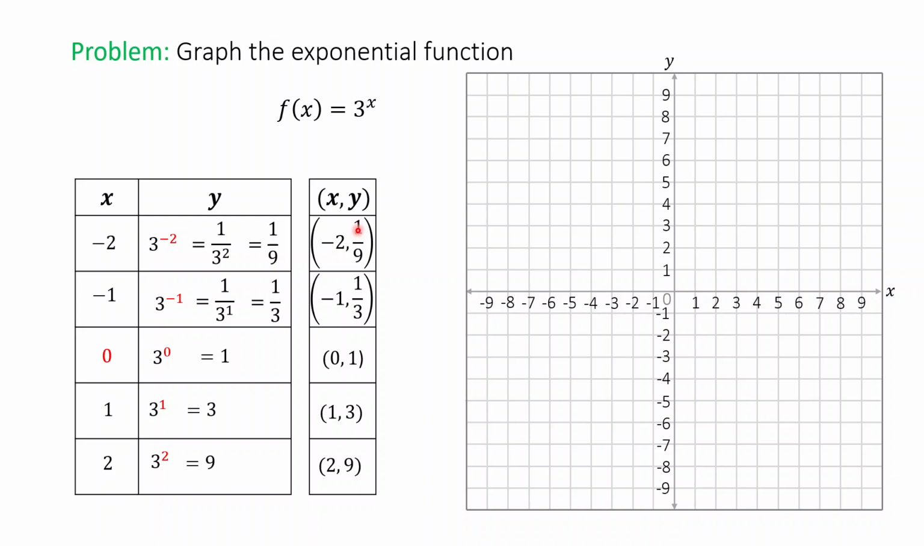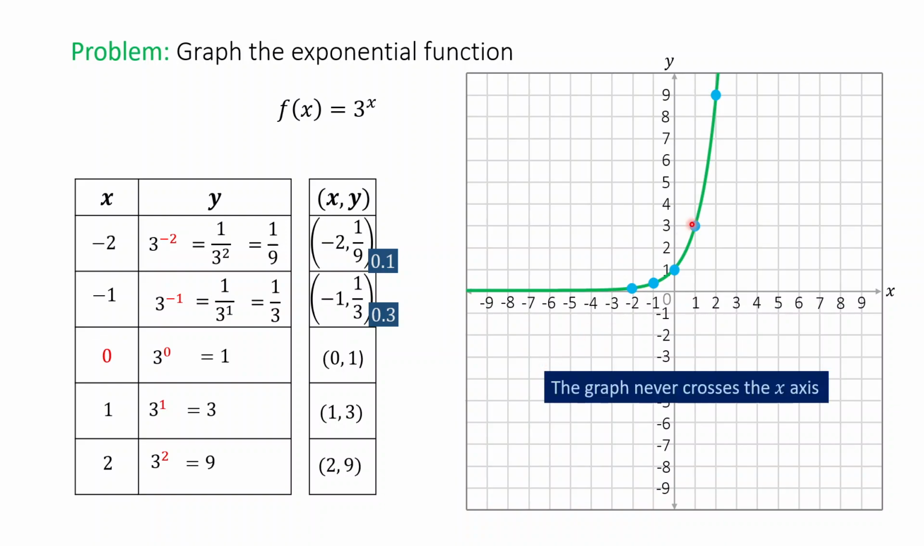So -2, 1 over 9. 1 over 9 is close to 0.1. And 1 over 3 is close to 0.3. So -2, 0.1. So that is somewhere here. -1, 0.3. So that is somewhere here. Now 0, 1. So here. 1 comma 3. 1, 3 here. 2 comma 9. 2, 9. Now you need to draw a line through these points.